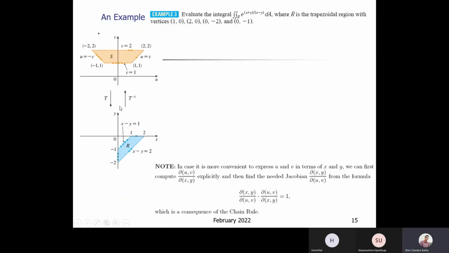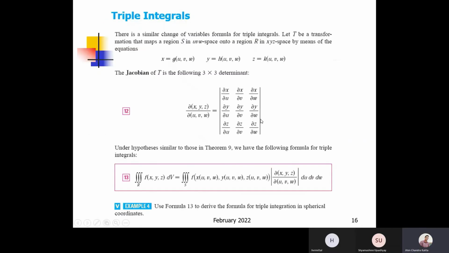The example that we were considering, and this is what I told you about this note. Okay, so this comes as a consequence of the chain rule. So this is the answer.